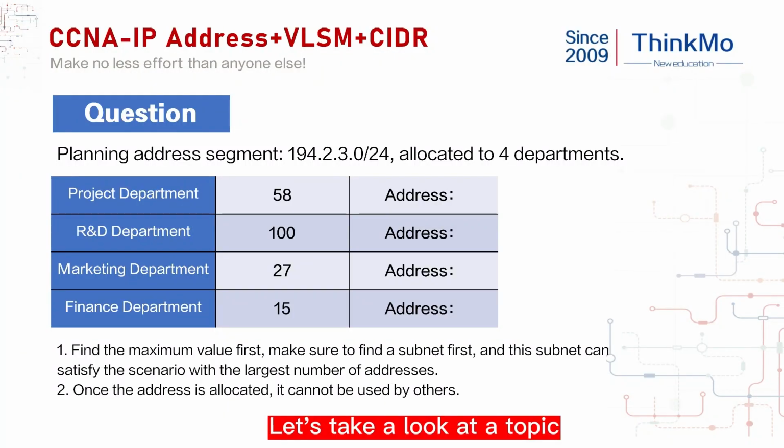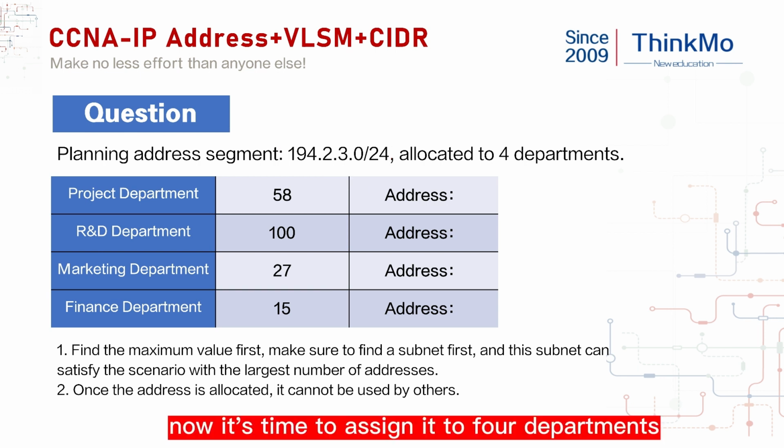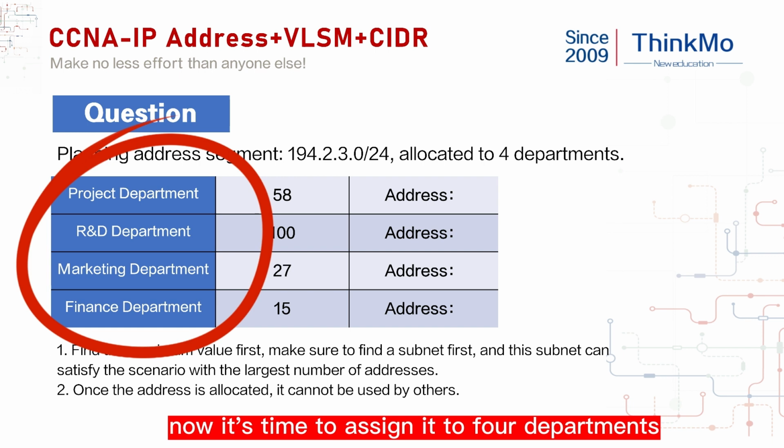Let's take a look at a topic. For example, in this network, I got an admin address. That is, an address segment is given, an address range. Let's say 194.2.3.0, such a network segment with a 24-bit mask.